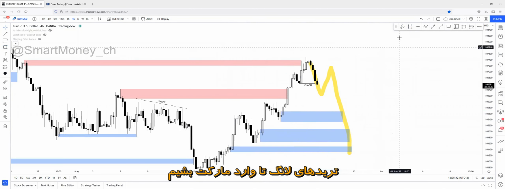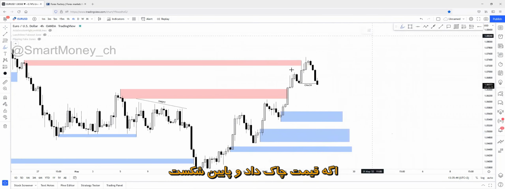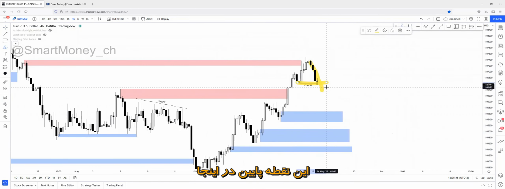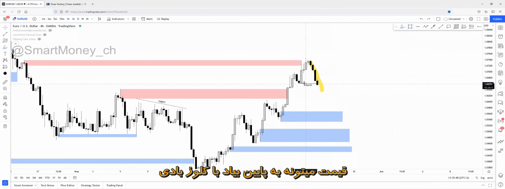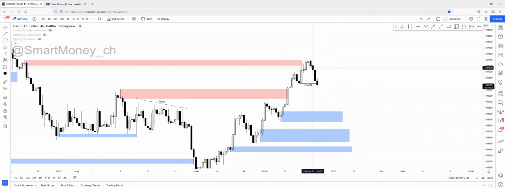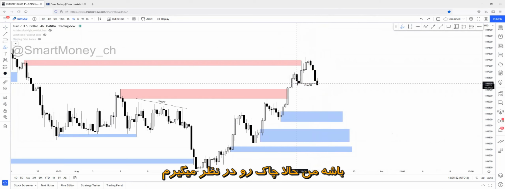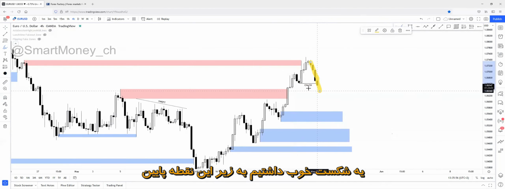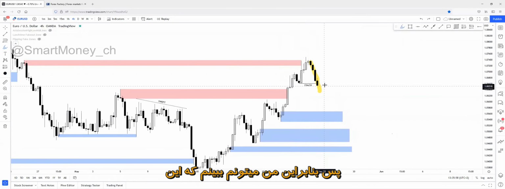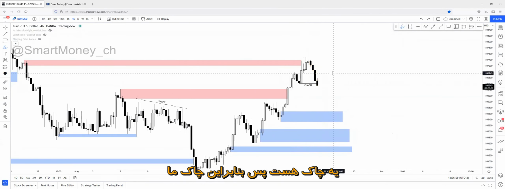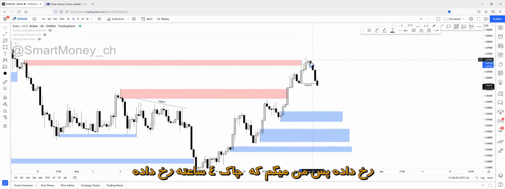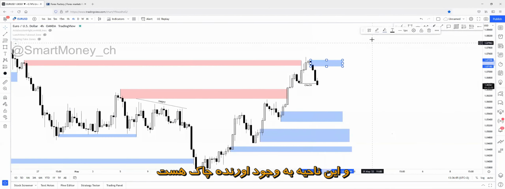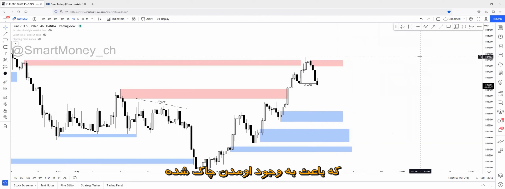So if price changes character and breaks below this low point right here with body closure, that will be the best. Right now I really consider this a change of character because there's a good amount of break of this zone, this low point. So 4-hour change of character has happened, I would say. And this is the 4-hour zone that has caused the change of character.